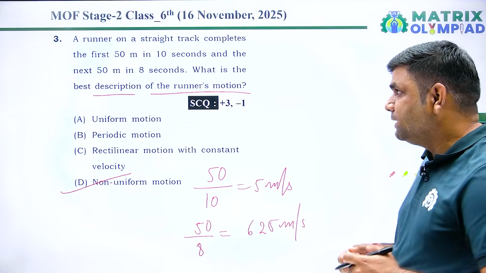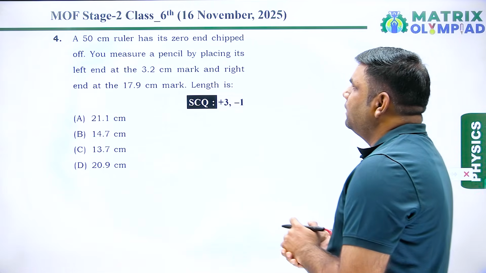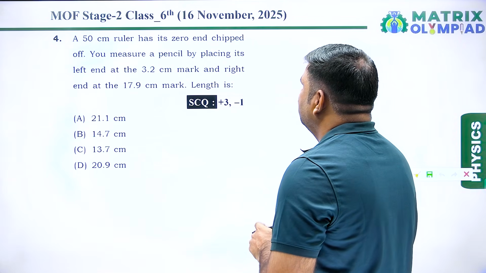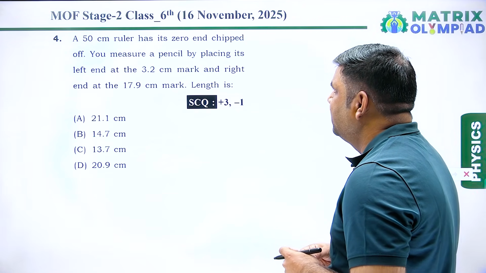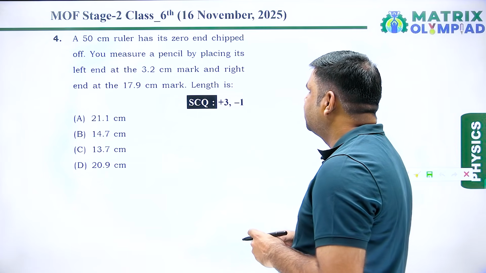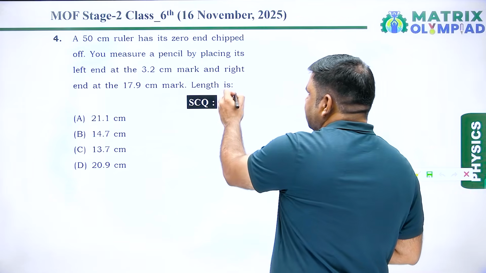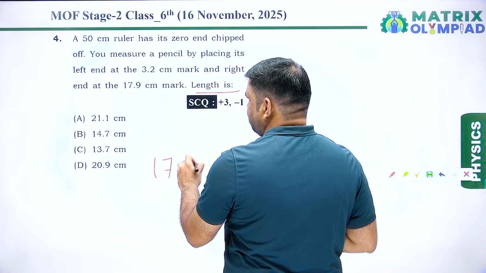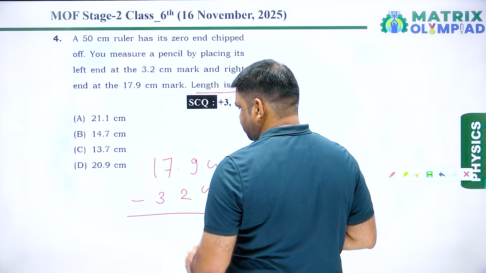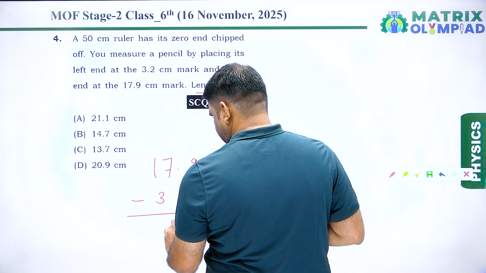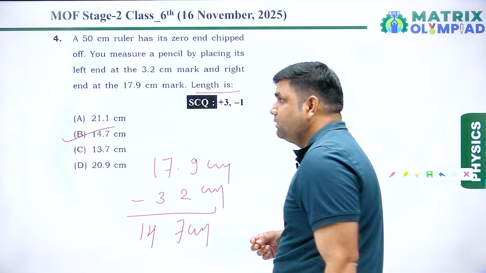Let's move to the next question, that is question number 4. In question number 4, a 50 meter ruler has its zero end chipped off. You measure a pencil by placing its left end at the 3.2 centimeter mark and right end at the 17.9 centimeter mark. So we have to find its length. So 17.9 centimeter minus 3.2 centimeter, that is 14.7 centimeter. So our correct option is option B for question number 4.